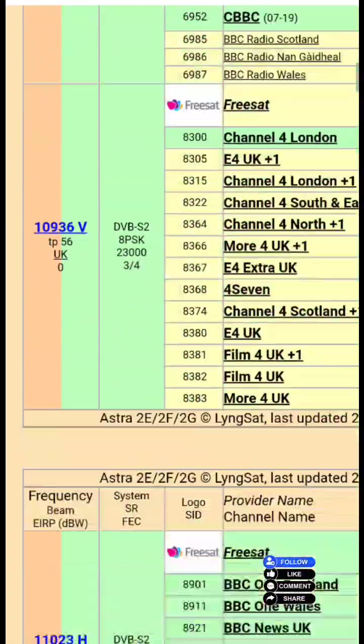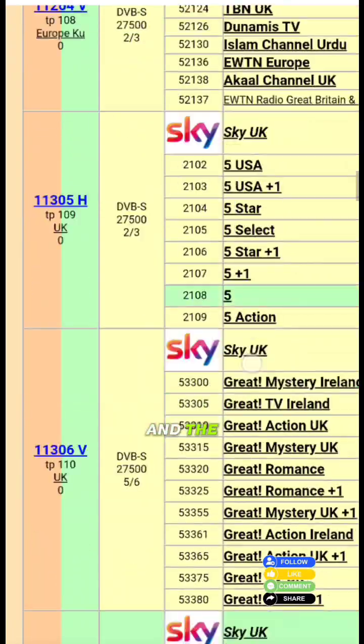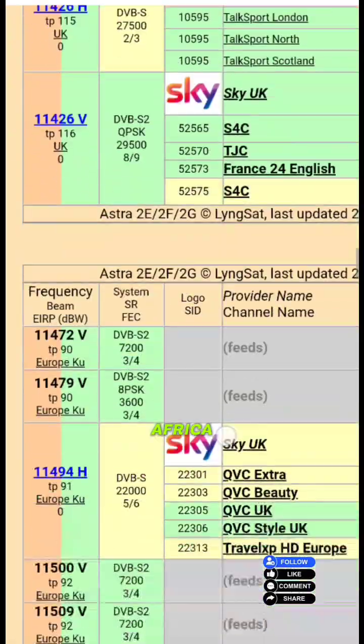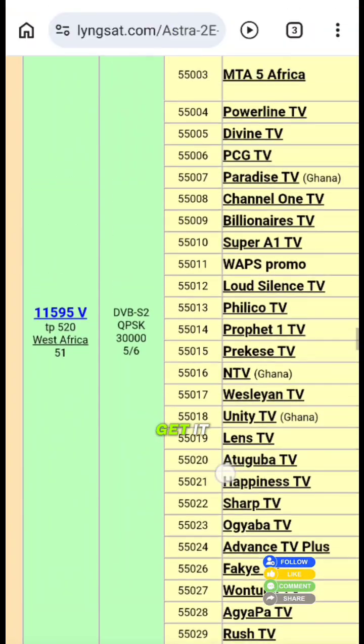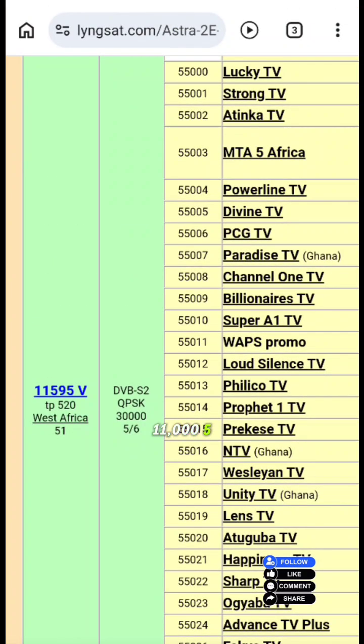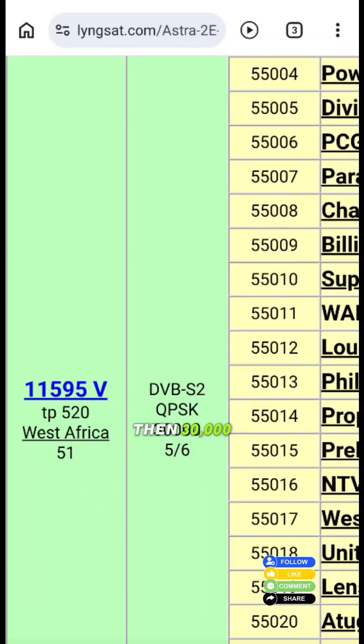Now let's go to where we want to do our example. The frequency under Multi-TV or West Africa. Let's say West Africa, because it is in the Multi-TV direction, you get it. 11,595V, then 30,000. That is the combination of your frequency, your polarization, and your symbol rate together.